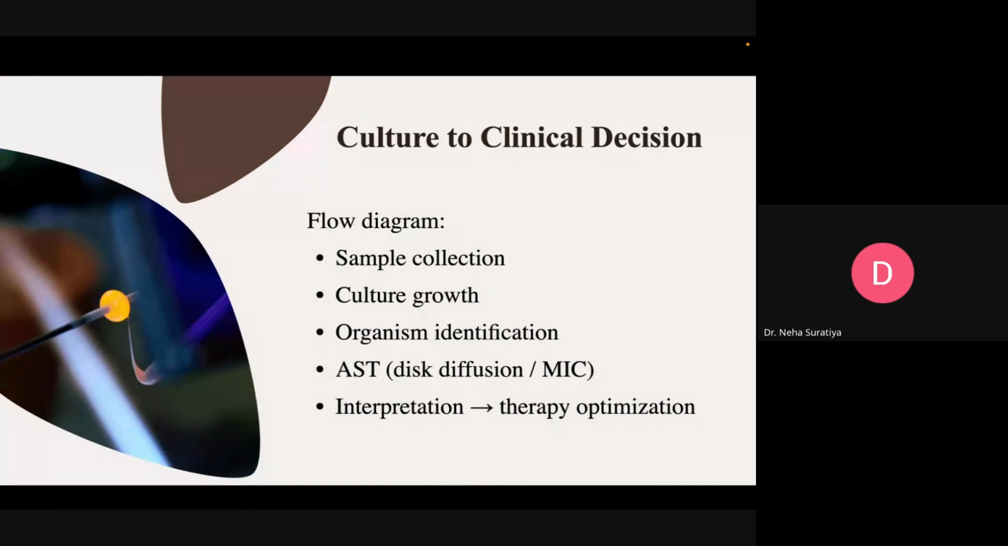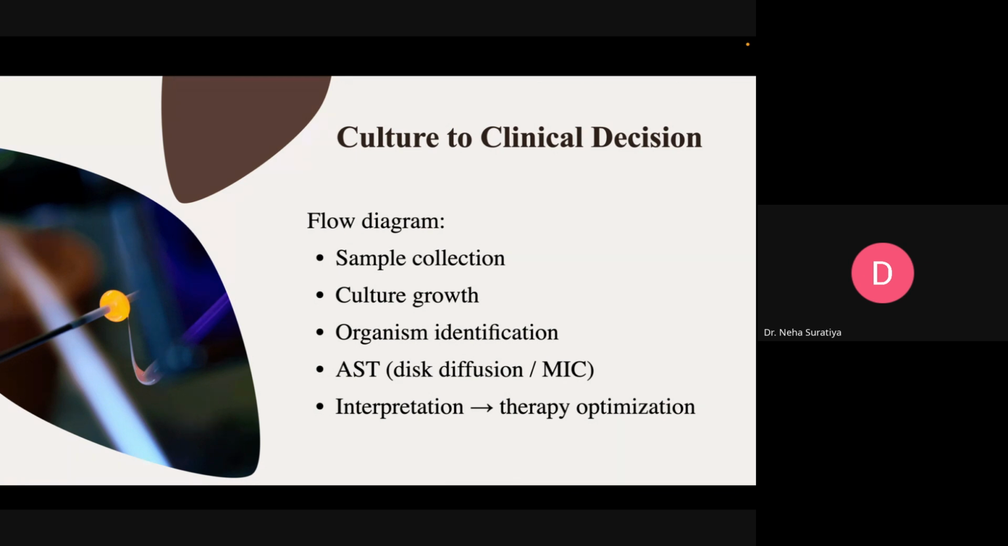And the fourth step is AST, that is antimicrobial susceptibility testing. This AST confirms the result. The lab performs this AST test, and here antibiotics are tested against the organism using the disk diffusion method. And they will know the minimum inhibitory concentration required to kill the bacterial growth.